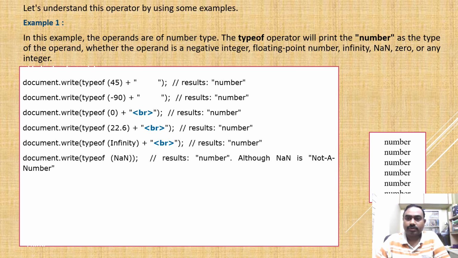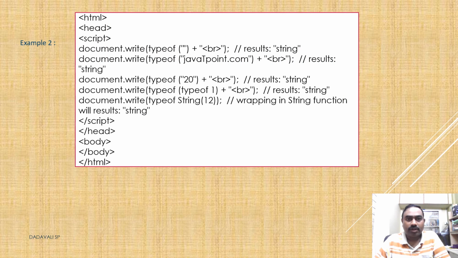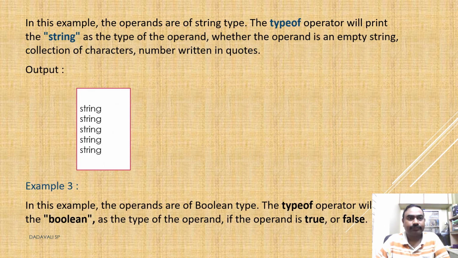Next, you can observe typeof within the parentheses, which means within the brackets. Within double quotes, with no characters, it's a string. Document.write typeof within double quotes "javatpoint.com" returns string. Within double quotes, 20 is also a string, so the result is string. You can observe this output.